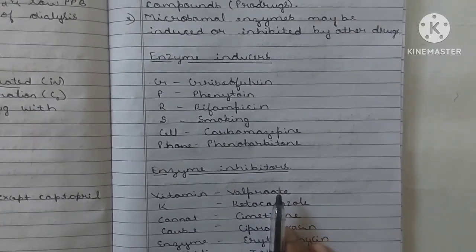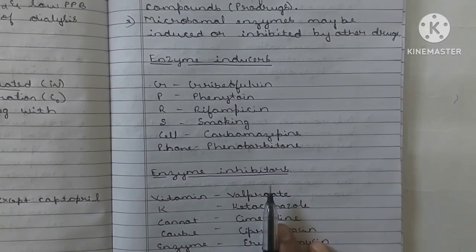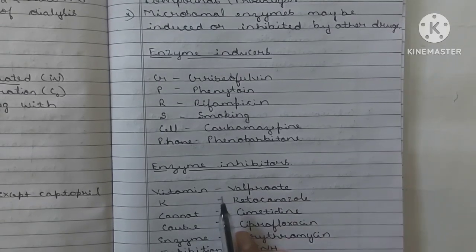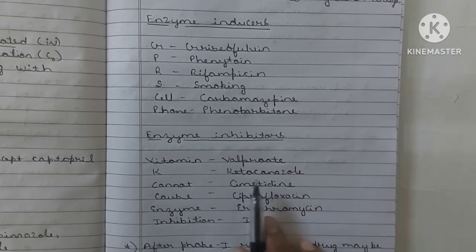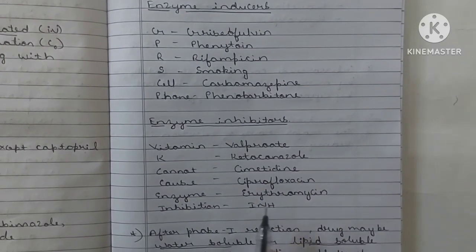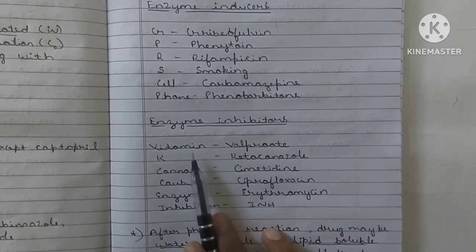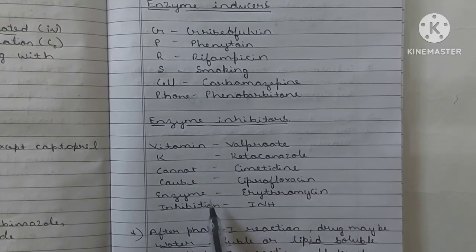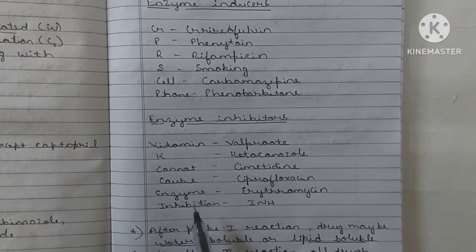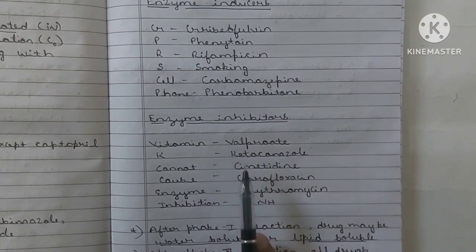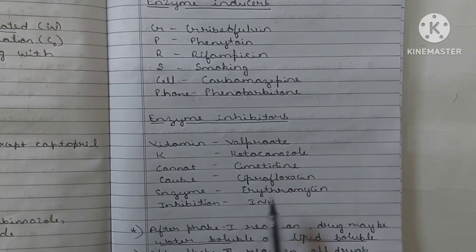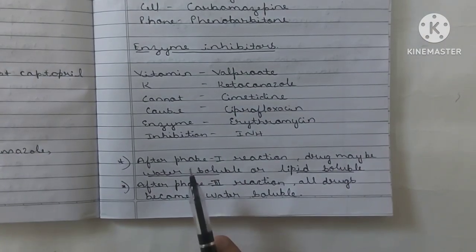Then enzyme inhibitors, those drugs which will inhibit the enzyme activity: valproate, ketoconazole, cimetidine, ciprofloxacin, erythromycin and INH. Trick: vitamin K cannot cause enzyme inhibition. Enzyme inhibitors means the enzyme gets inhibited by these drugs. Remember this one, very important points. Then see, this is also very important.